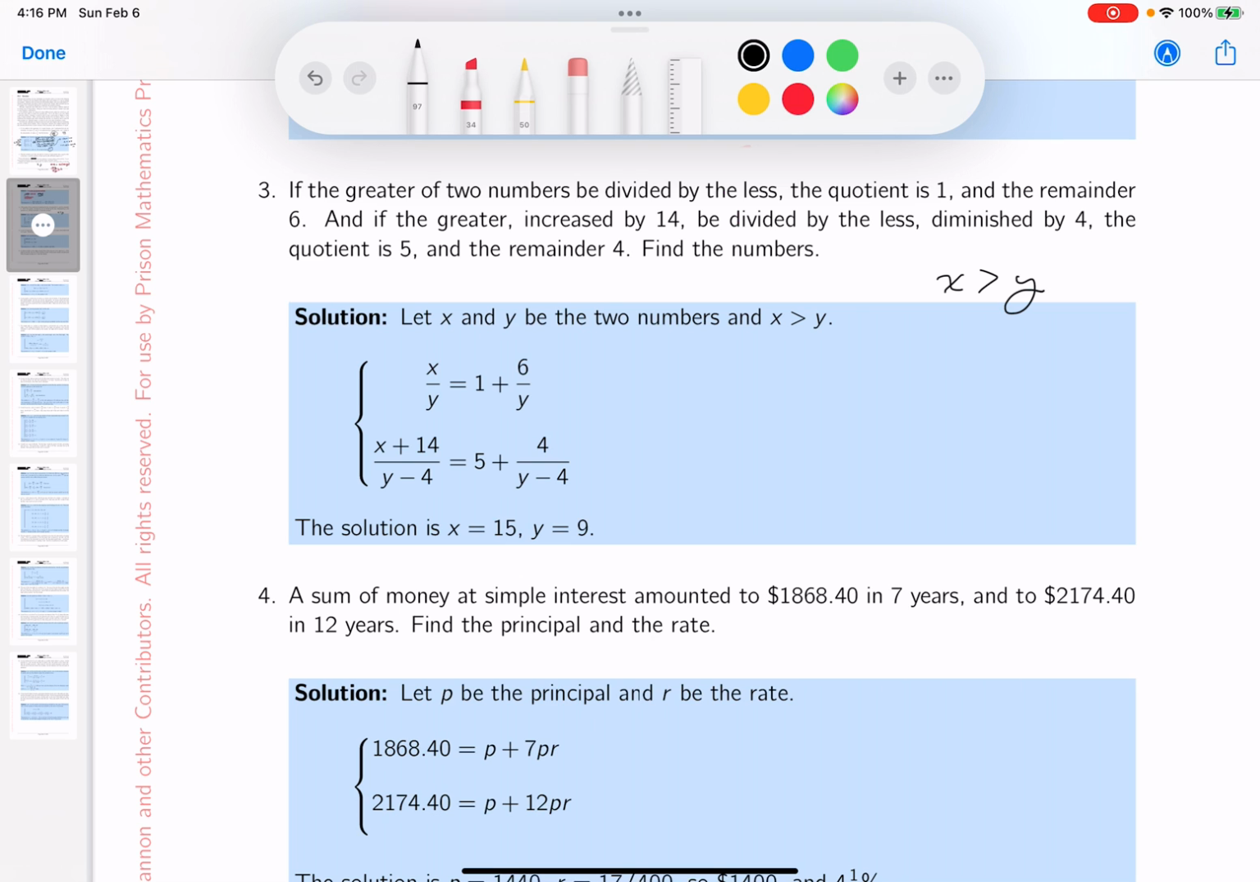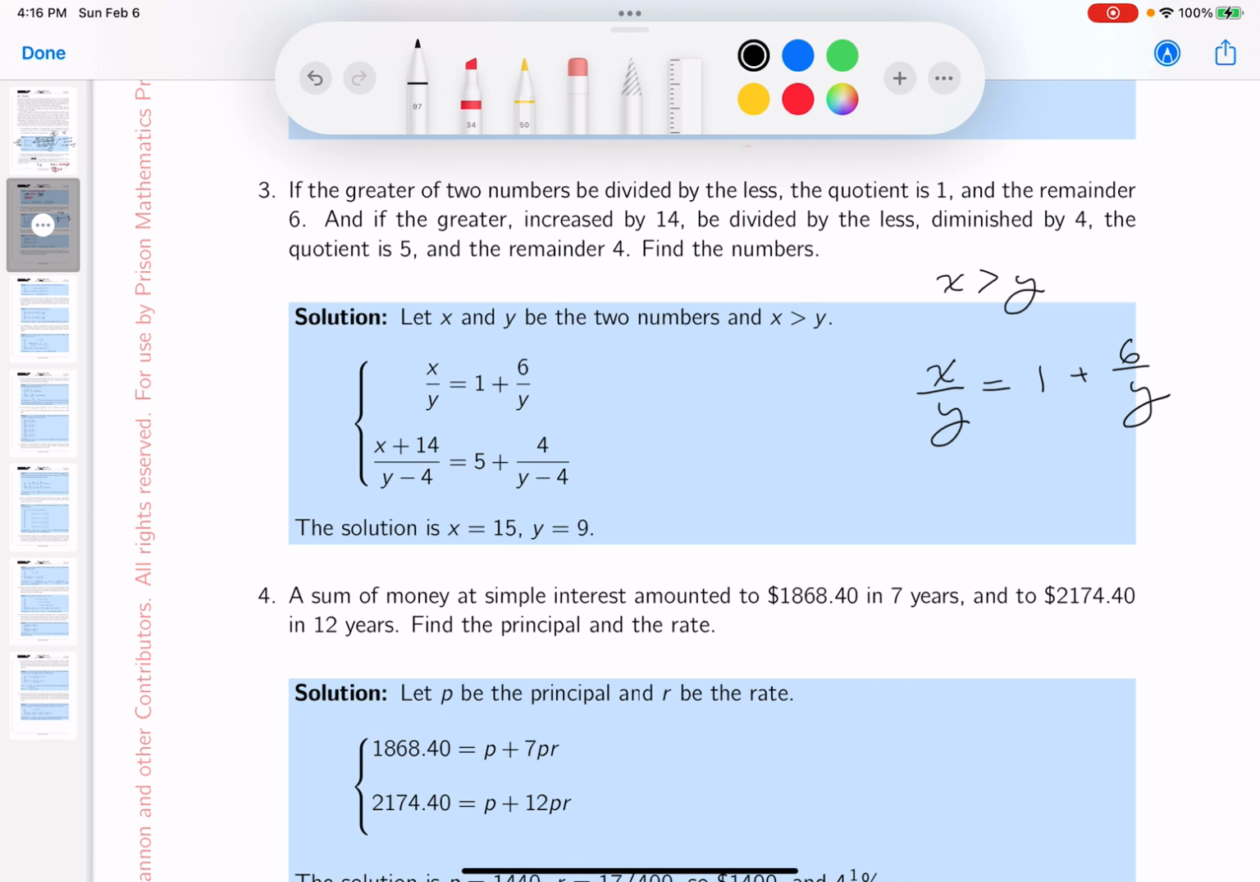All right, so I have to read it. It says, if the greater of the two numbers be divided by the lesser, so that means x divided by y, the quotient is 1 and the remainder is 6. Unfinished business, so to speak. Okay, let me read the next thing they say.